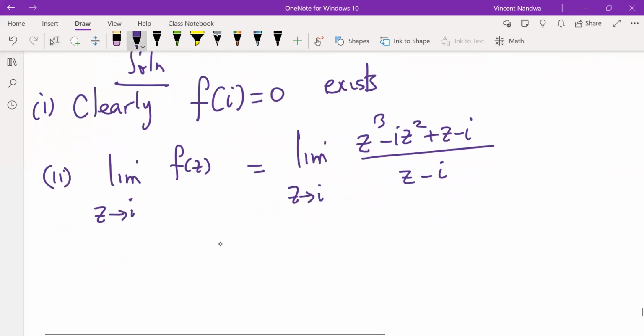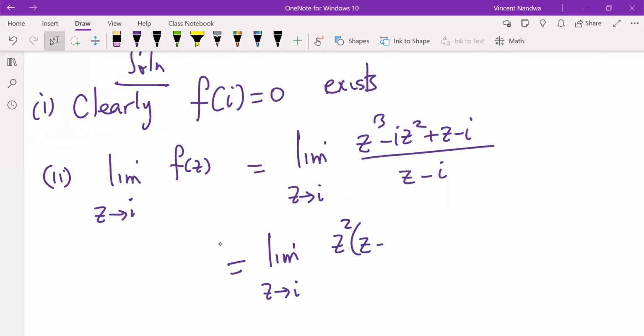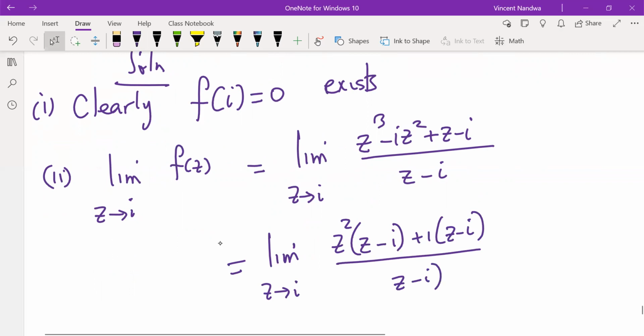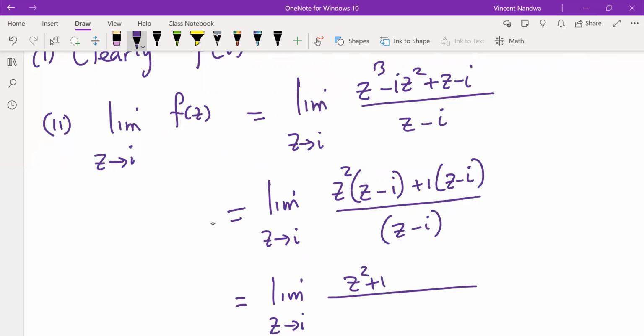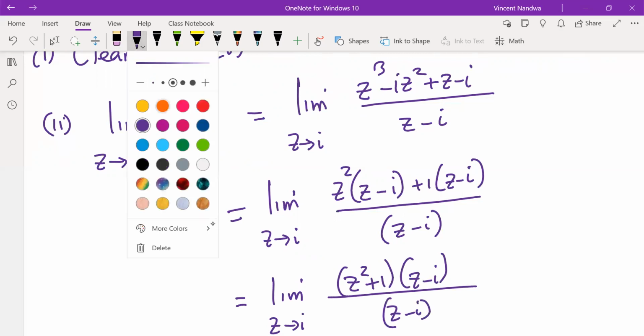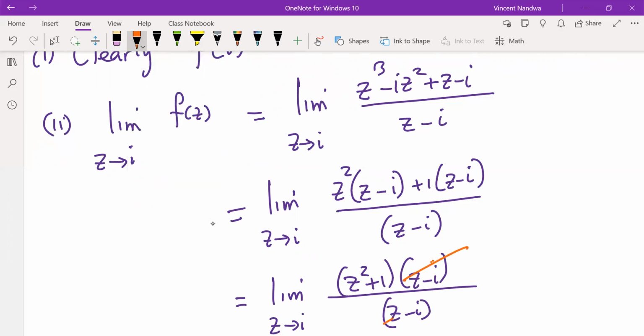Now you see this can be written as limit as z approaches i. z squared is common in these first two, so (z − i)(z + i)... I've simply factorized the numerator. This will be given by limit as z approaches i of (z squared plus 1) over (z − i), over (z − i), and you see that this bracket and this one cancel out.